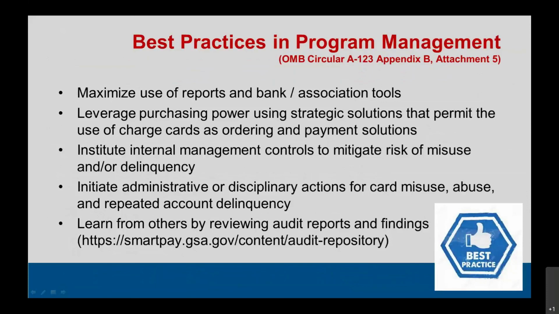Best practices in program management, we're going to go over a few of those here. They're found in the OMB Circular A-123 Appendix B. Maximizing the use of reports and bank association tools. We have a lot of mandatory reports available at the agency organization level, and they're listed in section C.7.3.1 of the master contract. Things like declined transaction reports, delinquency reports, fraud analytics reports, renewable reports, quarterly merchant analysis reports and merchant ranking reports, transaction dispute reports.